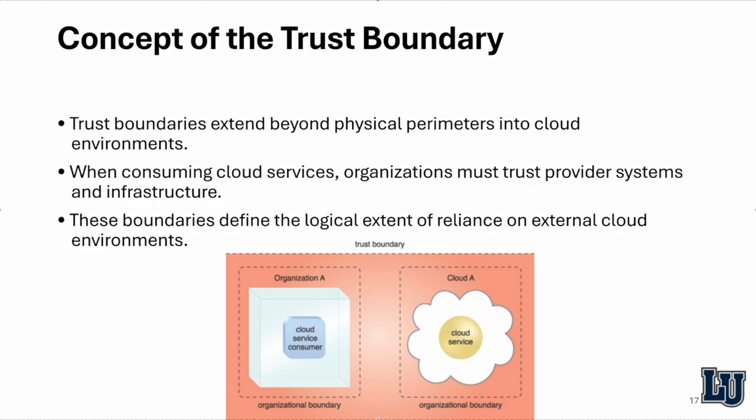The diagram shows trust boundaries extending beyond the organizational boundary. It shows how the consumer must place trust in the provider's system when using a cloud service. The trust boundary is drawn wider than the organizational boundary, covering parts of the provider's environment. This visually communicates that cloud computing always requires extending trust beyond your own infrastructure.